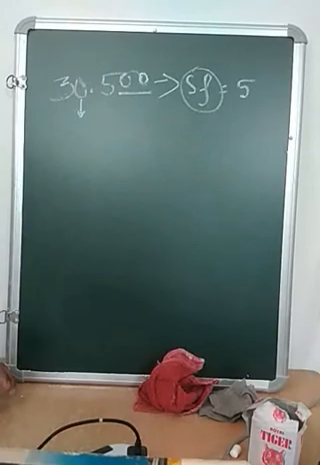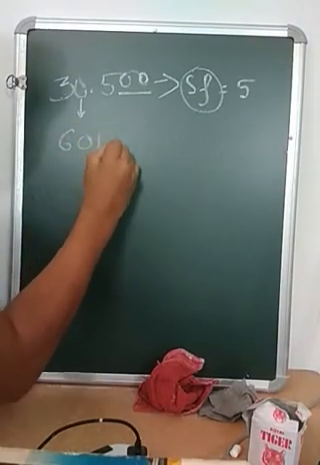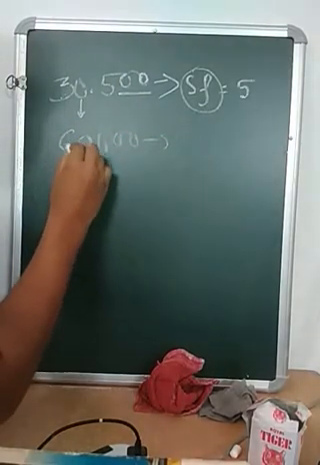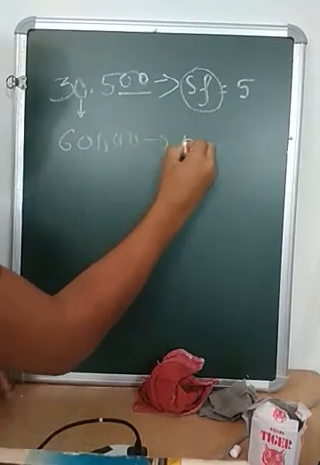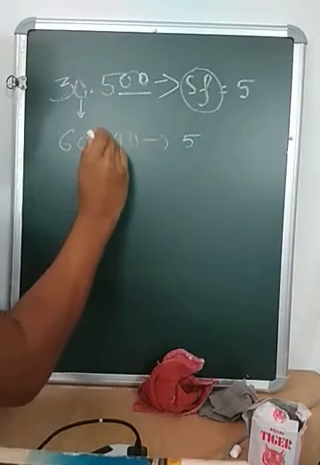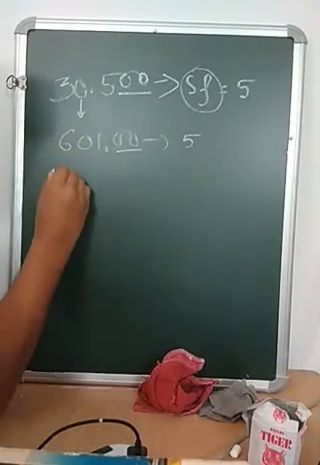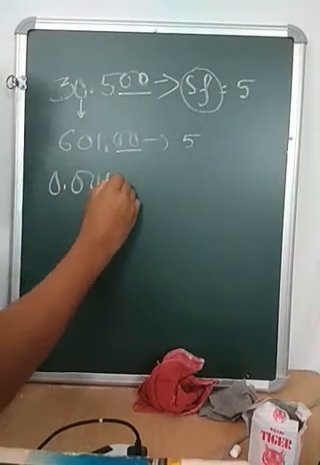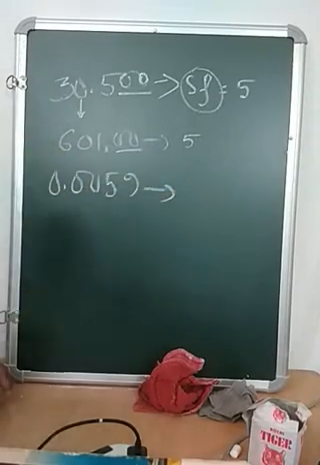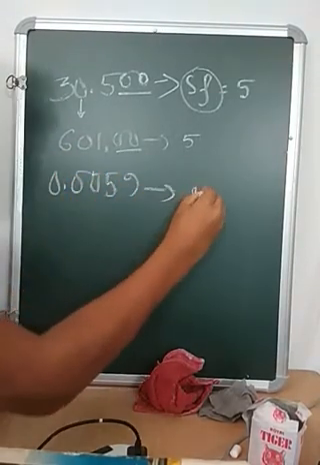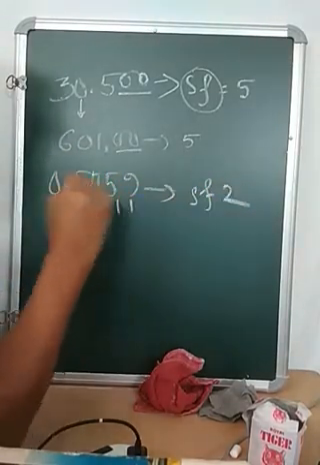The second was also the same: 601.00. How many significant figures? 1, 2, 3, 4, 5. So there is a decimal point, and there are 2 ending zeros. The third was 0.0059. Here the significant figures will be 2. Only these 2 terms will be significant.